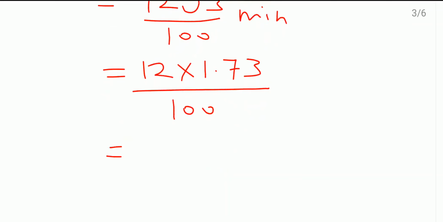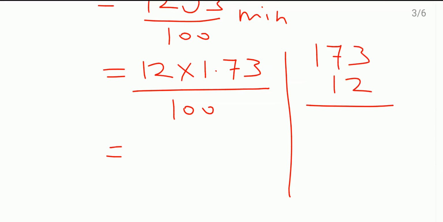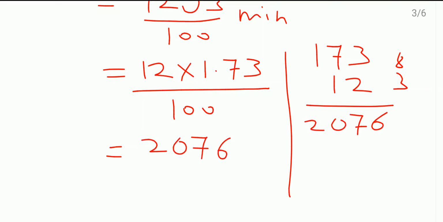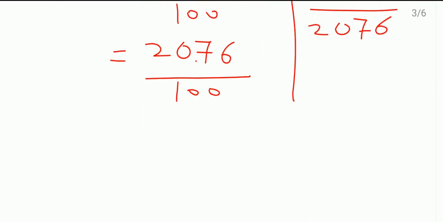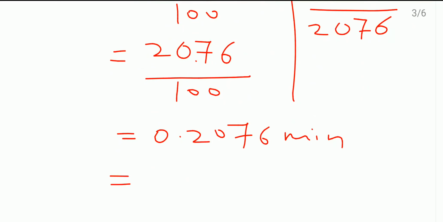So which is equal to, I will show you here, 173 into 12. The decimal place will come later. 12 ones are 12, 12 threes are 36, 12 sevens are 84 and 3, this is 87, so 8 is carry, 12 ones are 12 and 8, this is 20. So 2076, but with 2 decimal places, so the decimal will come, divided by 100. So here our answer comes as 0.2076 minutes.